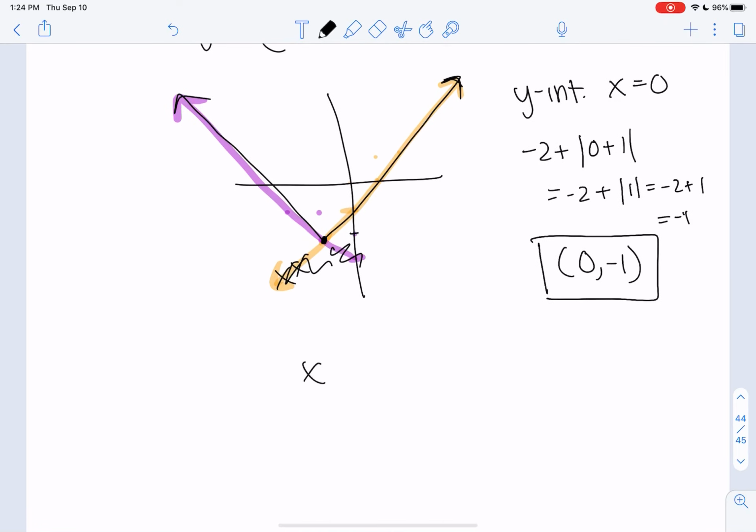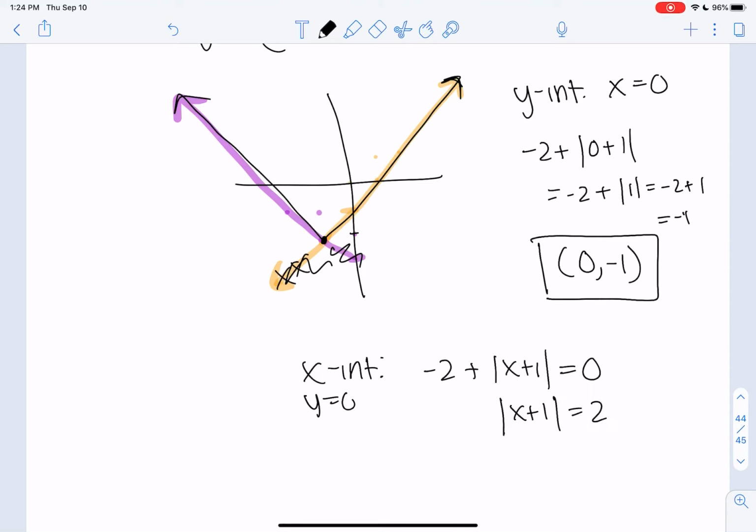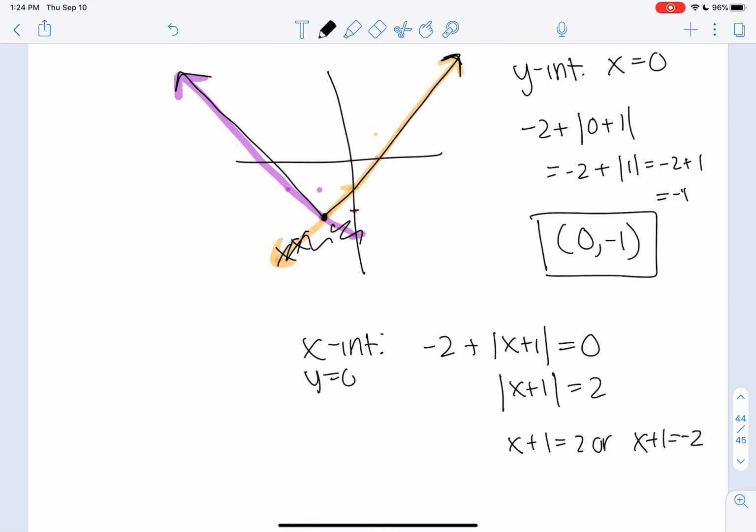And then the x-intercept, again, we can use the original equation. -2 plus the absolute value of x plus 1 equals 0, right? y equals 0 now. So the absolute value of x plus 1 equals 2. Basically, that means x plus 1 equals 2 or -2, and we'll just kind of check which one makes sense with the graph. Actually, both work. So subtracting 1 from each, we get x equals 1 and x equals -3, which again makes sense with the graph. So that's how you find the intercepts.